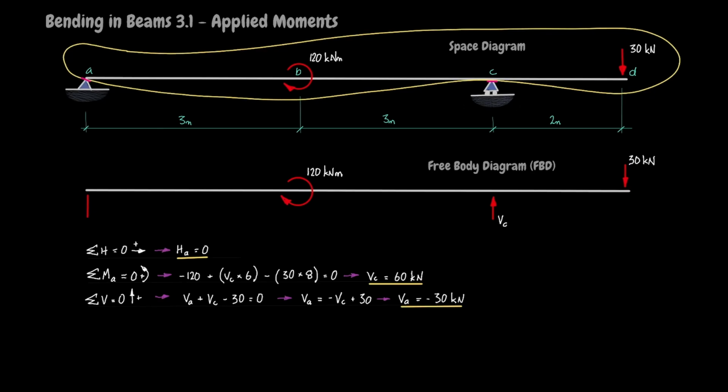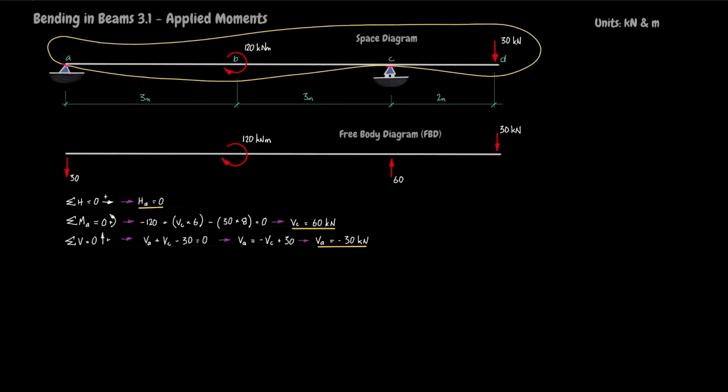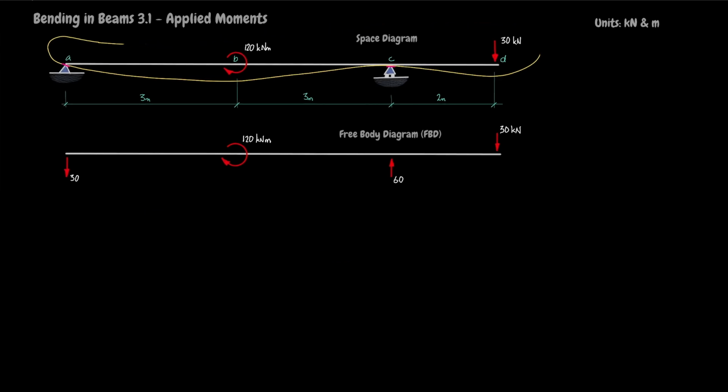Replace the labels on the reactions with numerical values. Next, erase the calculations and the free body diagram bubble to tidy up the screen. This wouldn't be done if working on paper. If you want to see a more detailed video on finding reactions, then click on the link on the screen.